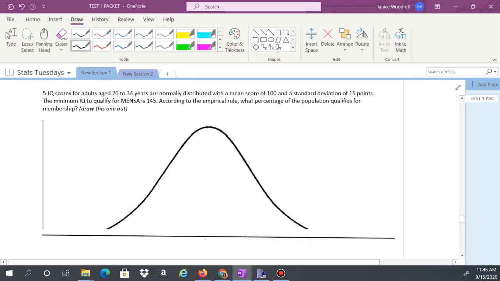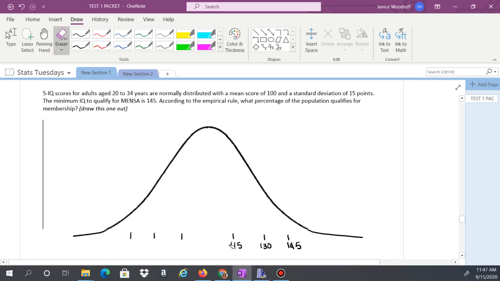So, let's see, you've got 100. And we're just going to go this way. So 1 standard deviation would be 115. 2 would be 130. And that 130 would be gifted. And then 145 is genius. And then you've got these values over here. Probably drew these a little too close together.